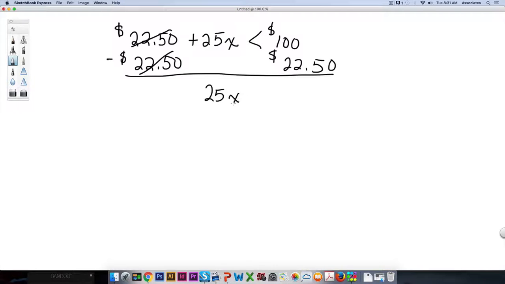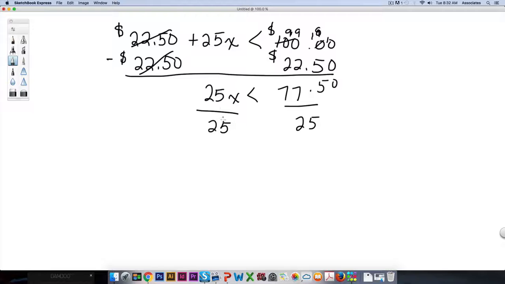So I get 25x is less than, and I'm going to do the math. I'm going to put on zeros. I'm going to borrow. That makes that a 99. Makes that a 9 and that a 10. Oh, didn't need to do that. Needed to make that a 10. So I get 50 cents. I get $77.50. Let me double check that I got the right answer, and I did. Now, divide both sides by 25 to get the x all by itself.